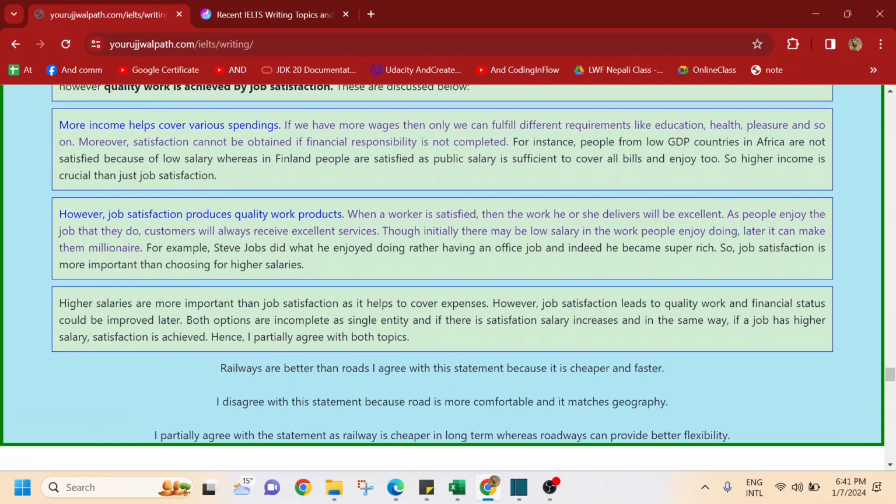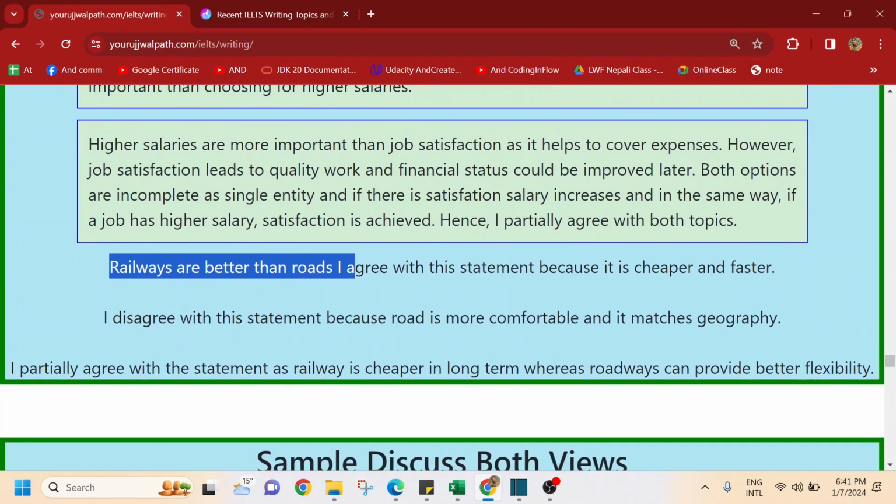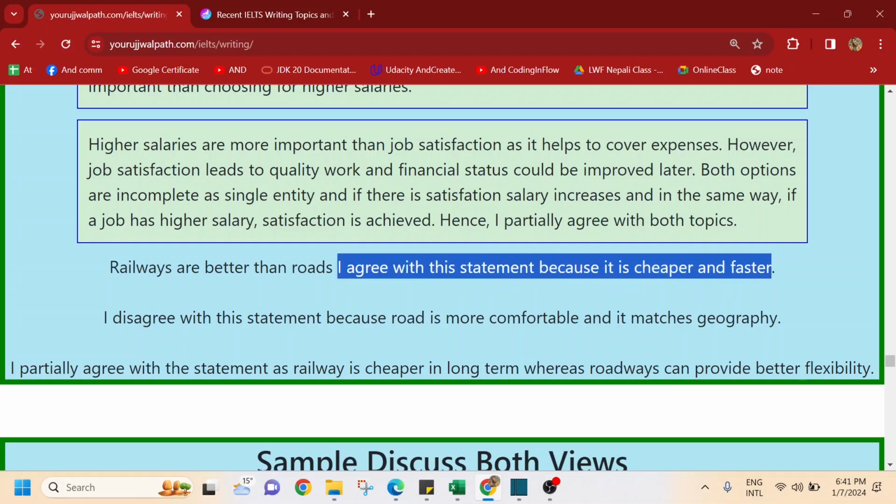Let's go with this one. I do have a question. Railways are better than roads. Let me zoom this out. So here we go. Railways are better than roads. I had to keep a full stop, which is not kept over here, no problem. I agree with this statement because it is cheaper and faster.